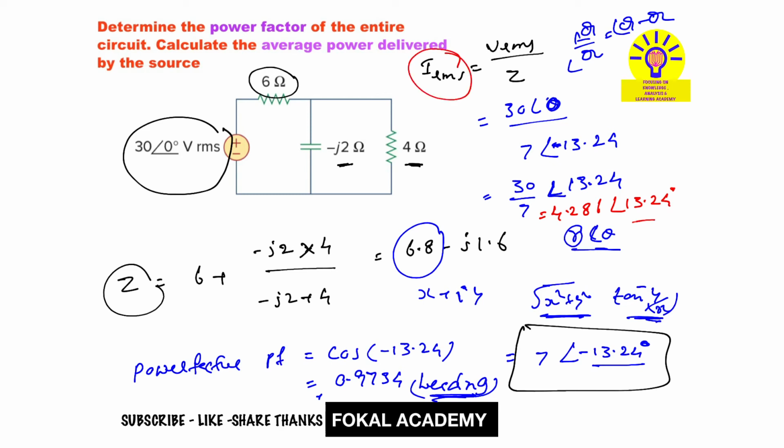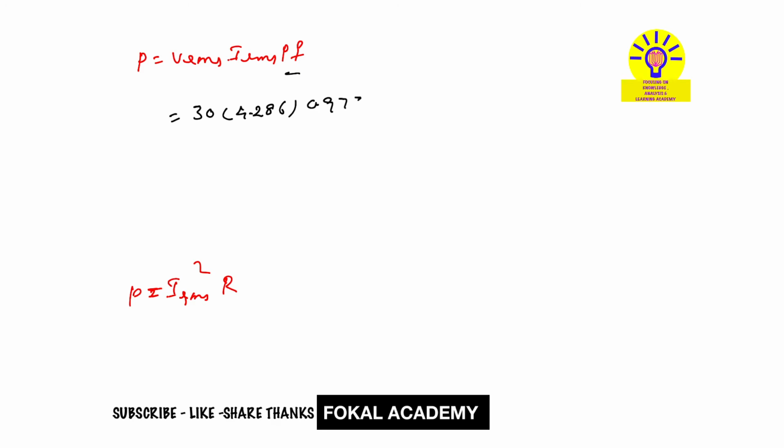Now we want the average power delivered by the source. We can calculate it in two ways. One method is power equal to V RMS into I RMS into PF. Another method is P equal to I RMS square into R. Now substitute here 30, the I RMS magnitude value is 4.286, and PF we got 0.9734. By simplifying this we will get 125 watts.